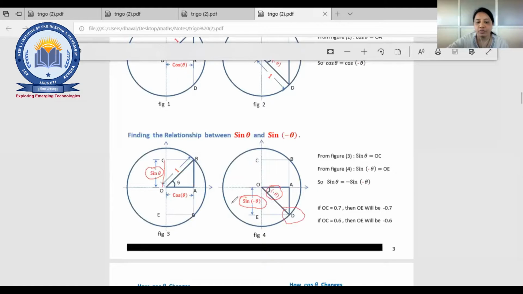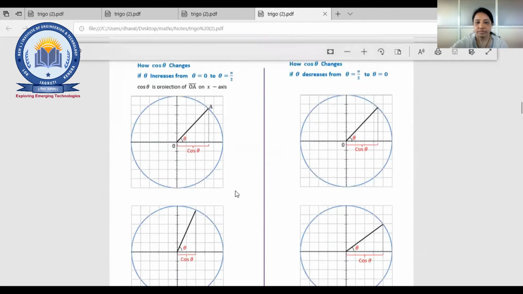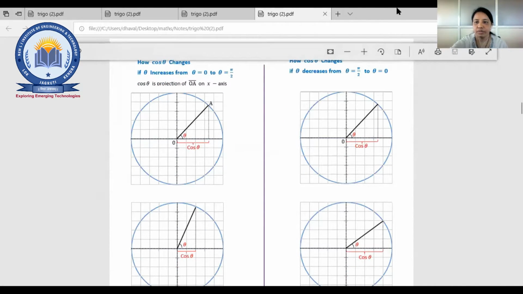So we can say that the relation between sine theta and sine minus theta is: sine of minus theta equals minus sine theta. And cos theta equals cos of minus theta. You need to remember that, right? Is there any doubt in that? Okay, fine. There is none.